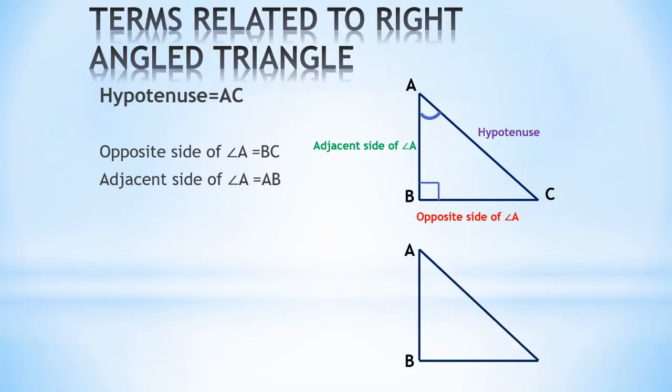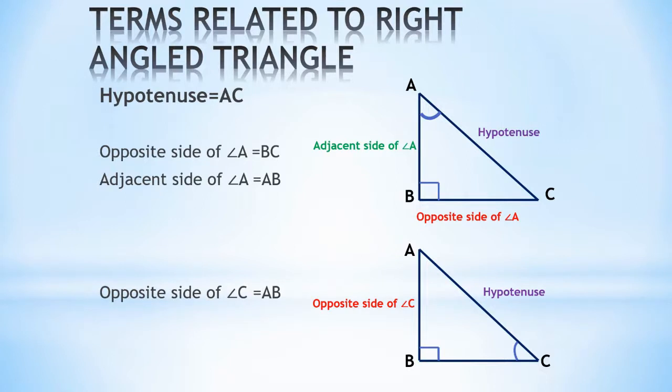Now, if we draw the same triangle and we consider angle C, the hypotenuse side will be the same, that is the side opposite to the 90 degree angle. But when I consider angle C, the opposite side changes. So AB will become the opposite side of angle C. Then BC will become the adjacent side of angle C, which is the neighboring side of the angle I have considered.